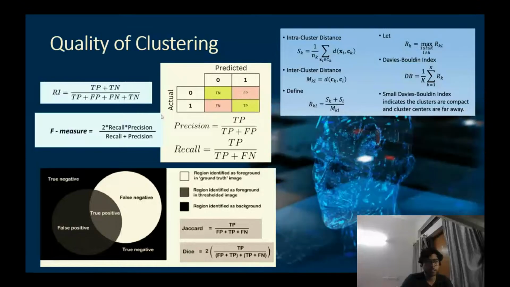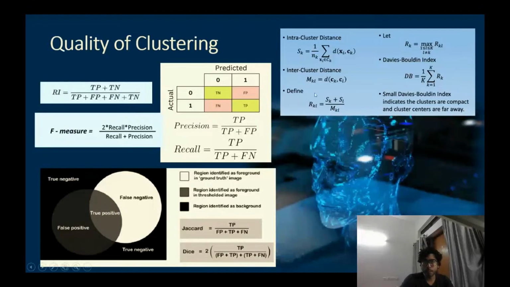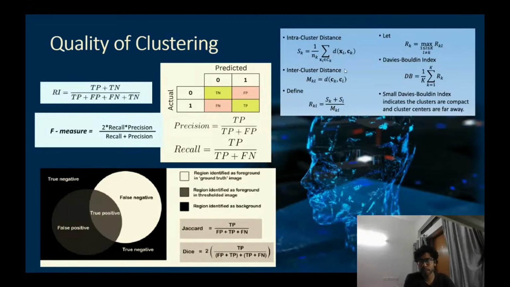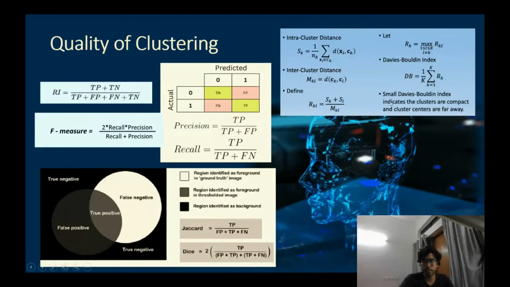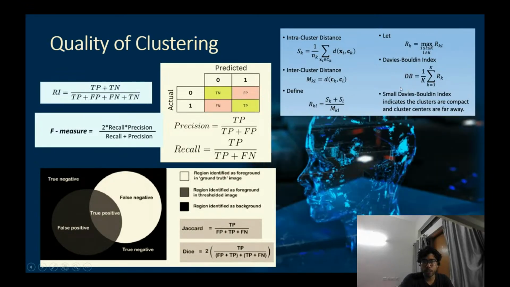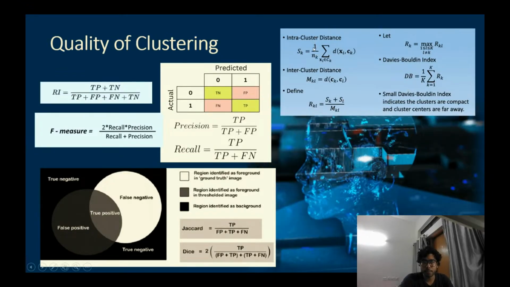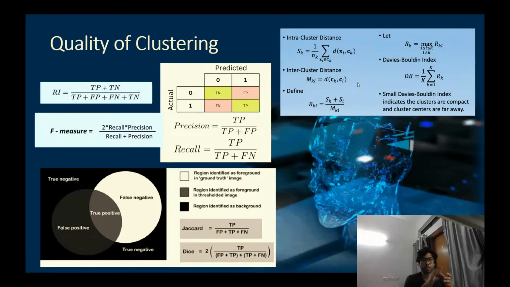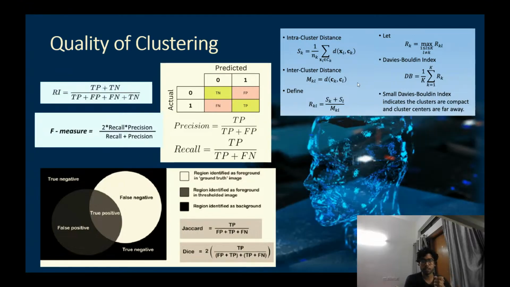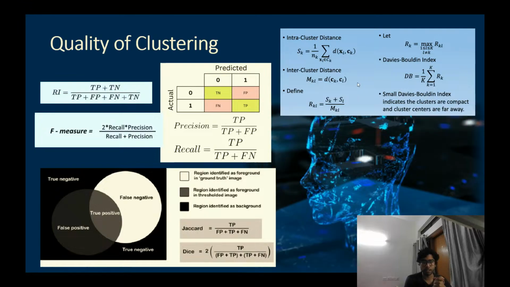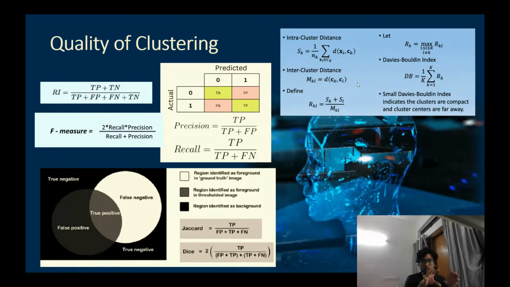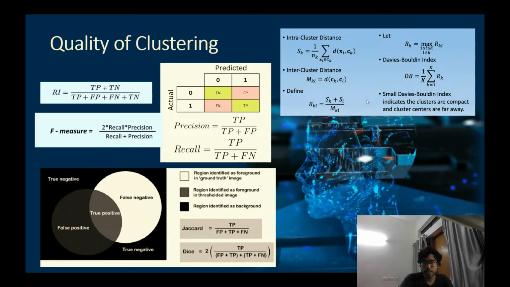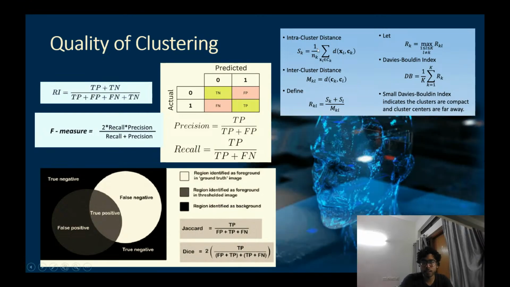So the last part is another measure which is called the Davies Bouldin index, the DB index. How to calculate this DB index? Let's say you have made some clusters out of your data points. Let's say you have made 3 clusters, and within each cluster you will have some data points. Now this Sk is the intracluster distance.